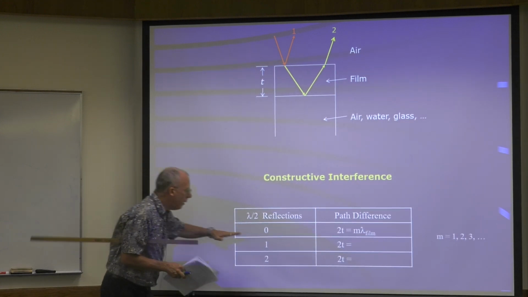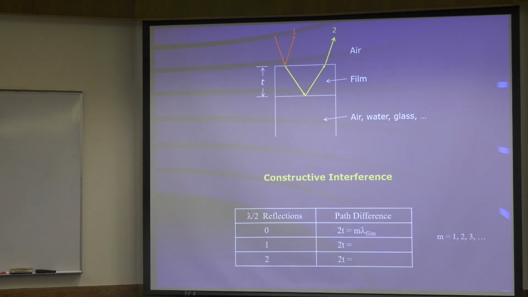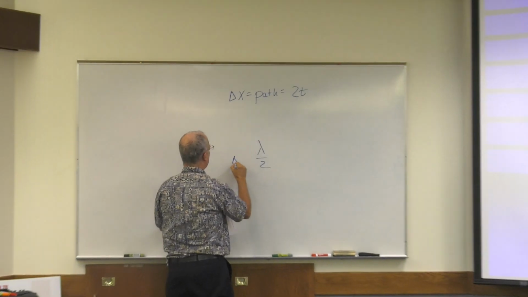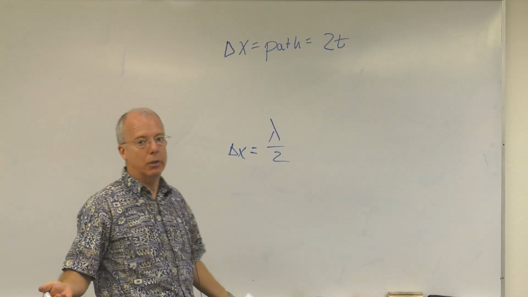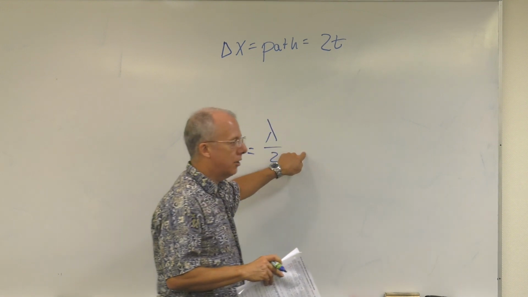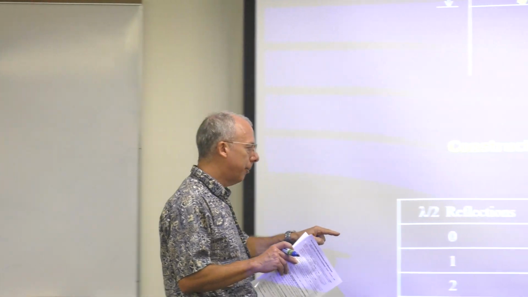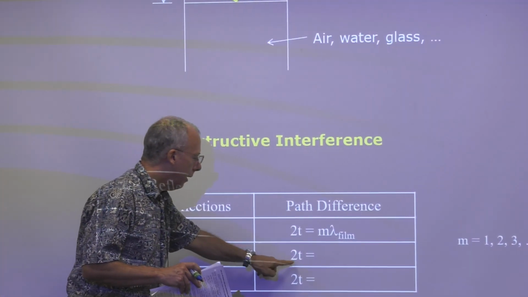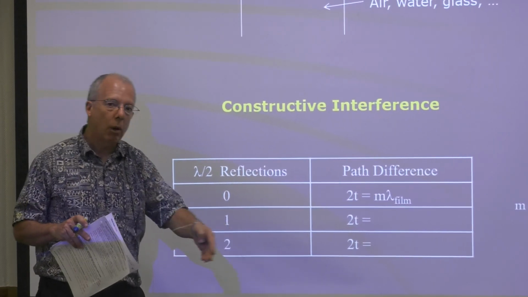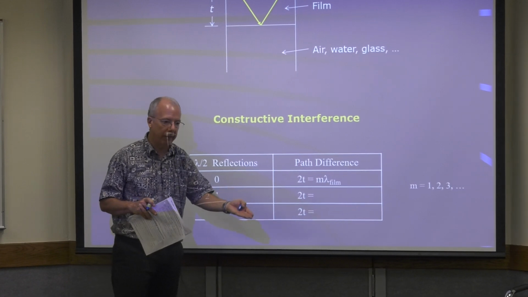So right now, with one flip, we're dead, because one flip is equivalent to a lambda over 2 path difference, and that's going to give us destructive interference. But we can take care of that. What if we make the path difference a half a wavelength? Or 3/2 of a wavelength? Or 5/2 of a wavelength?